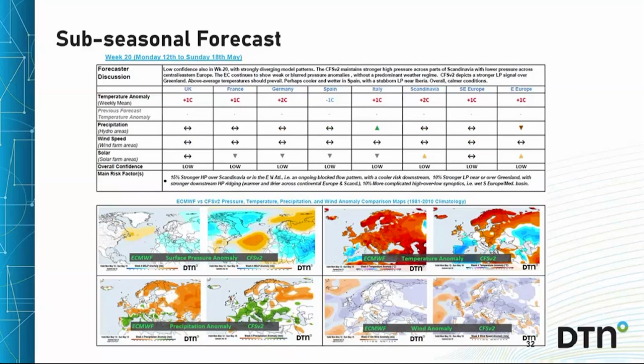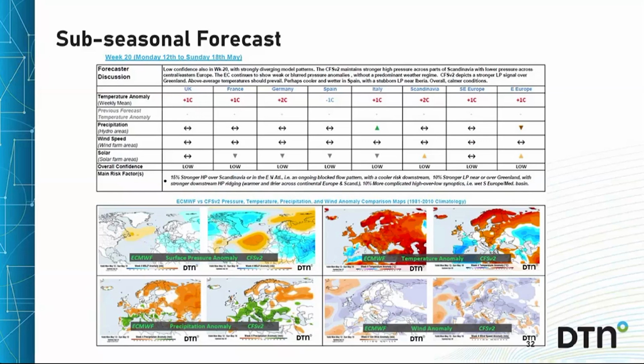Week 20 takes us through the middle of May. There are still divergent patterns across the models with weaker pressure anomalies showing in the ECMWF outlook and no dominant pressure regime, whereas the CFSv2 has stronger high pressure over Scandinavia and also the central Mediterranean, with low pressure showing up more near Greenland. That's the positive NAO pattern.